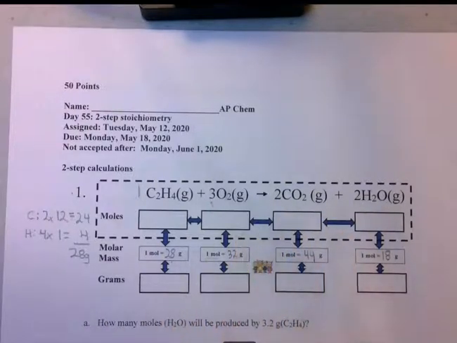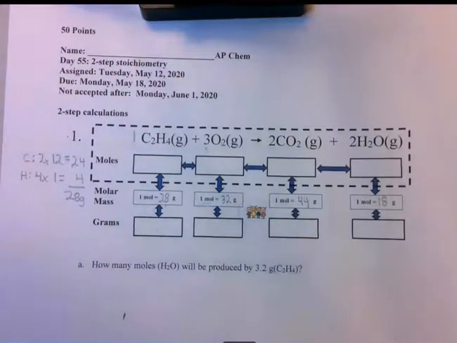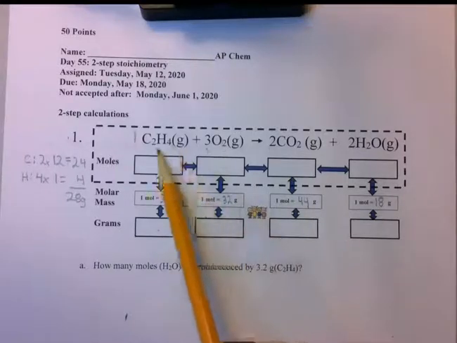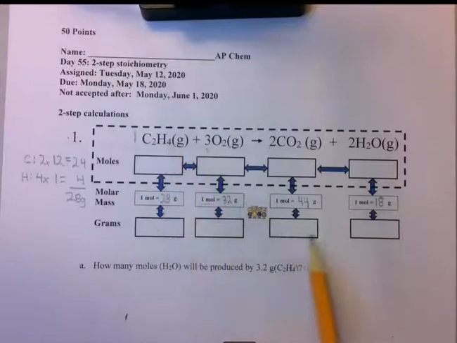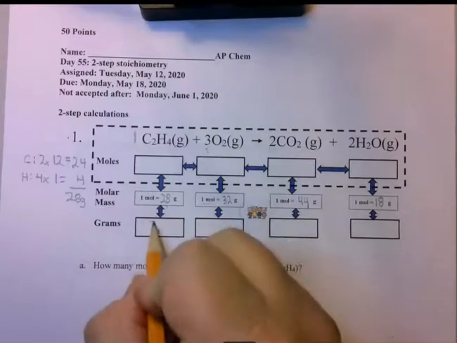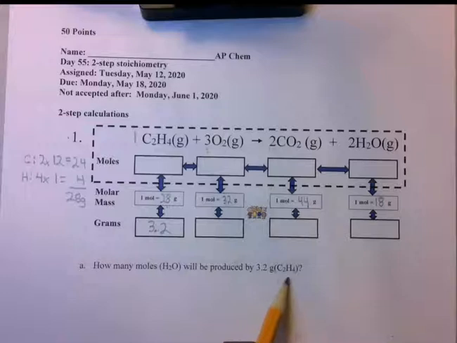Okay, so now we're ready to get started. So when I say these are 2 steps, let's see what that means. So let's do the first one. How many moles of H2O will be produced by 3.2 grams of C2H4? So over here I have C2H4, and down here is the grams row. That's something we can measure on a scale. And that's what we're given. We're given 3.2 grams. So it's grams in the grams row and C2H4 in the C2H4 column.